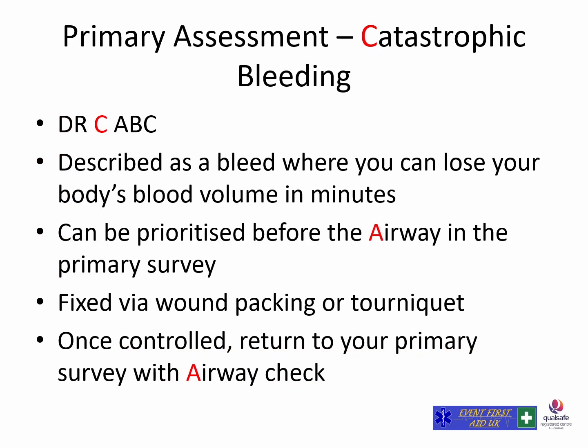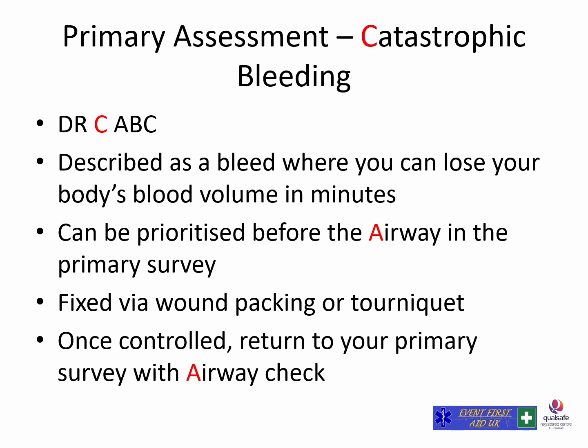So now we're going to chuck in another consideration called catastrophic bleeding. Catastrophic bleeding is described as a bleed where you will lose your entire body's blood volume within minutes if it's left untreated. Due to this, it can be prioritised before the airway in the primary survey. This gives us a new primary survey of DR, C, ABC.